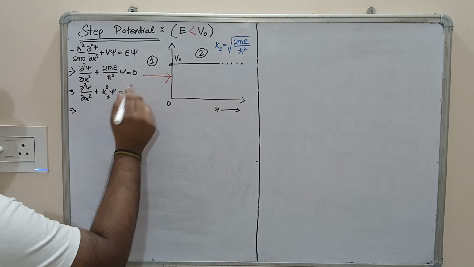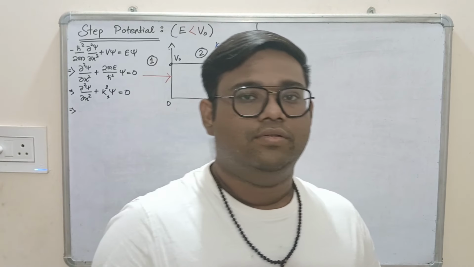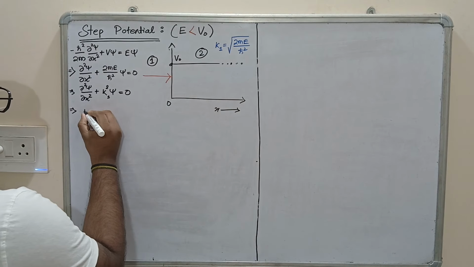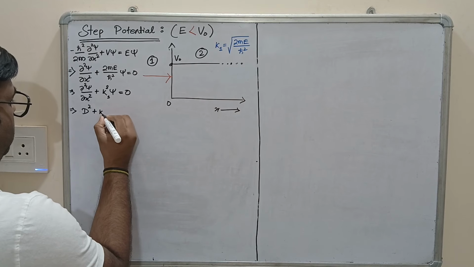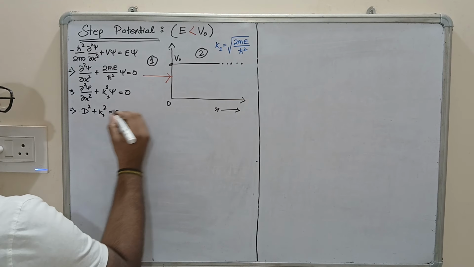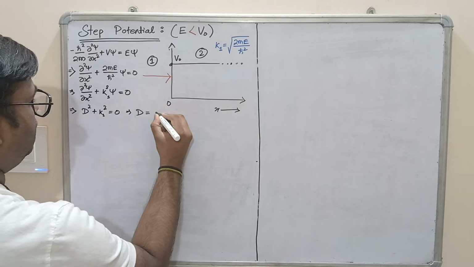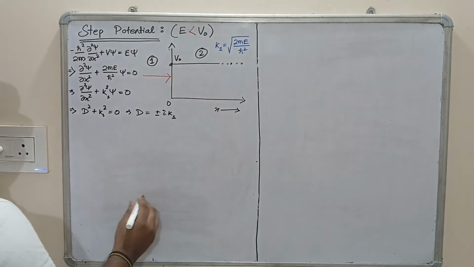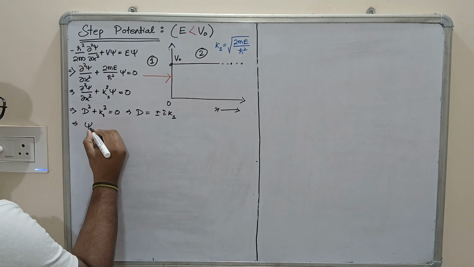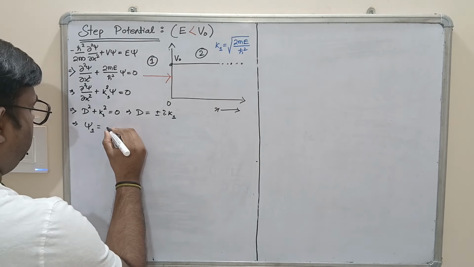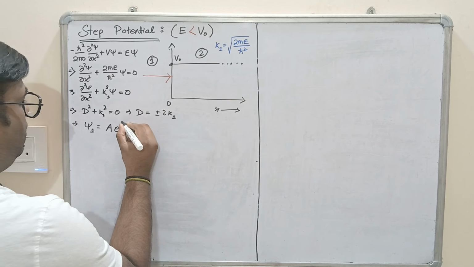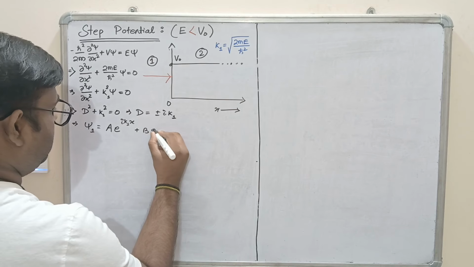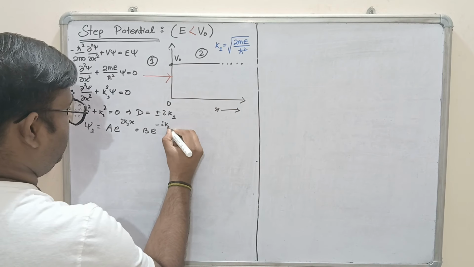Now this is a differential equation. How will we solve it? We know how we will solve it. D square plus k1 square equal to 0. Now D is equal to what? Plus or minus i k1. Now the solution of psi will be psi 1, which is equal to A e to the power i k1 x plus B e to the power minus i k1 x.